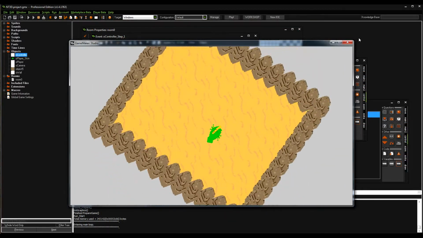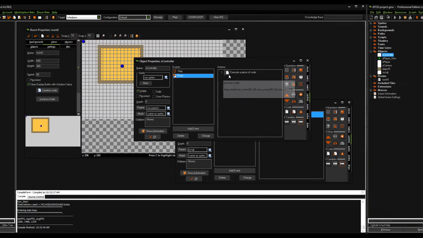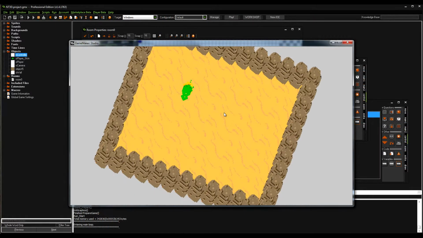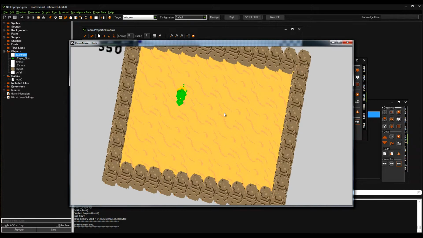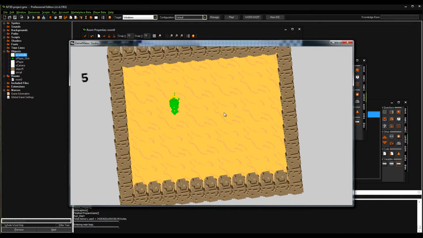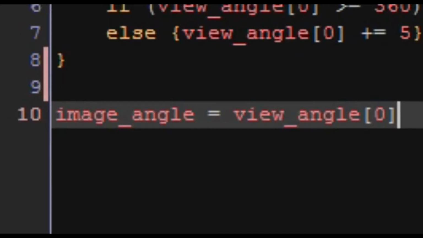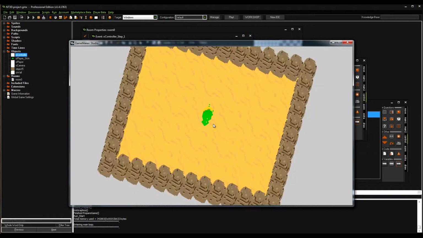Nope. That is whatever. Okay, now I know I can just draw it to the GUI. It's not the problem. The problem is I want to try and figure out how to draw without it rotating, or with it maintaining its positioning regardless of rotation. Image angle equals view angle.